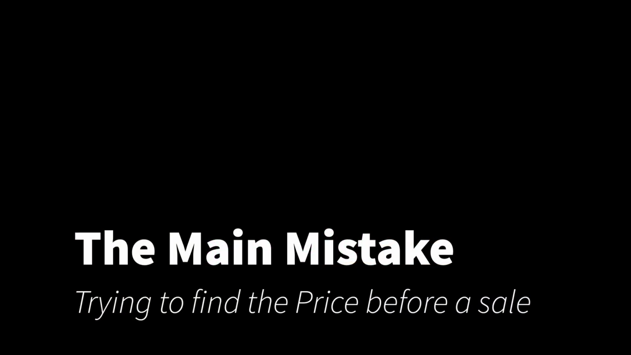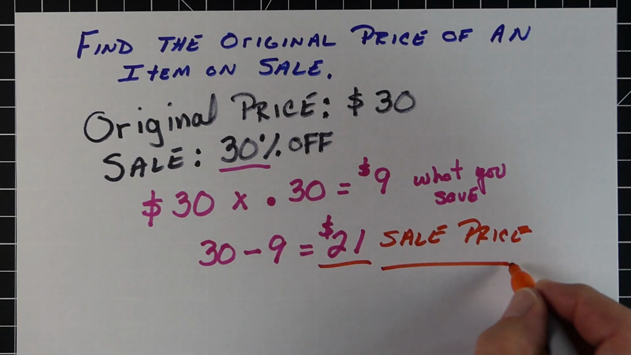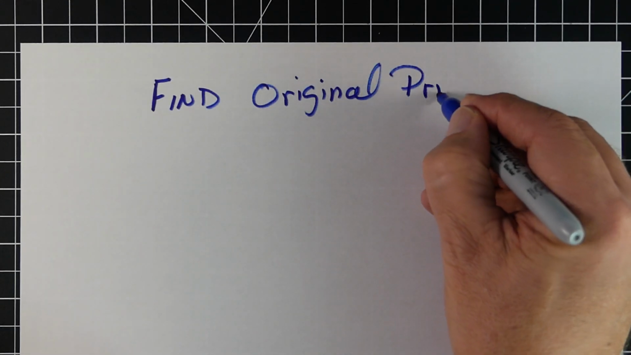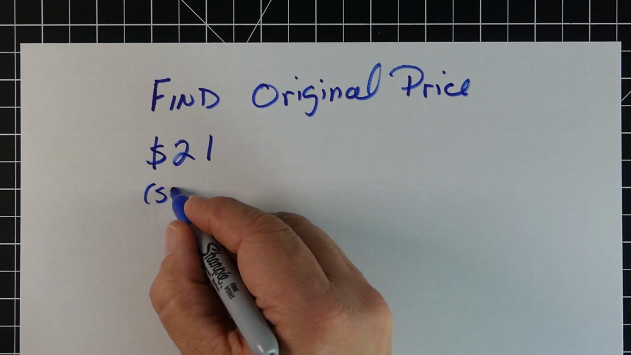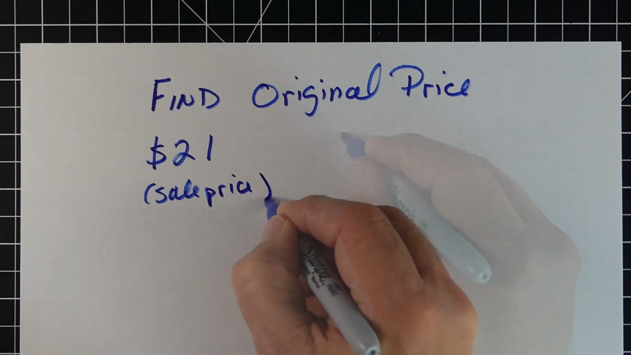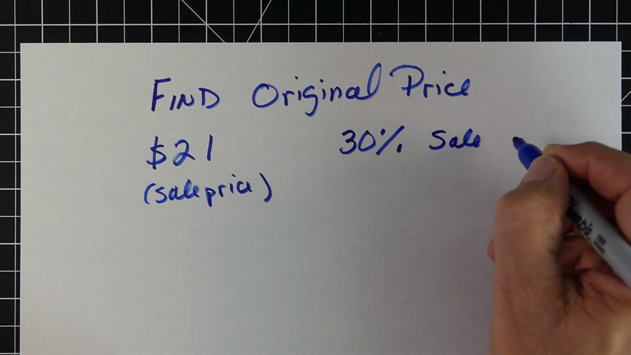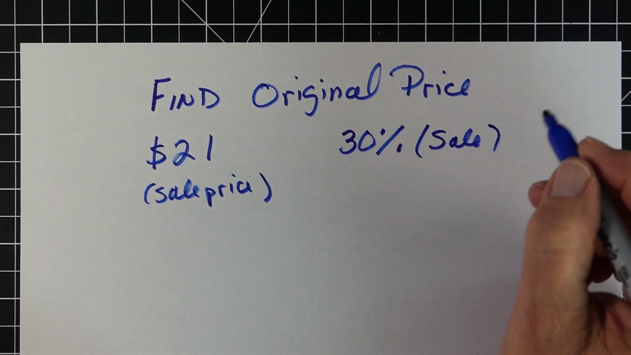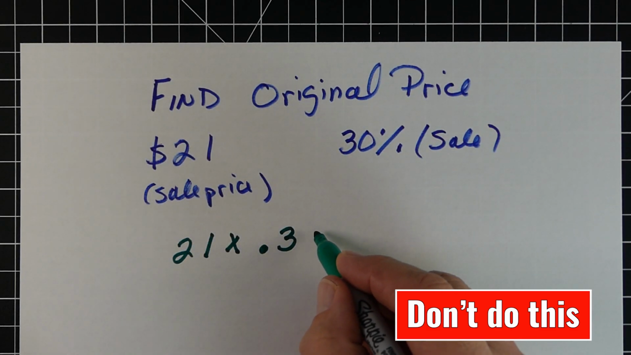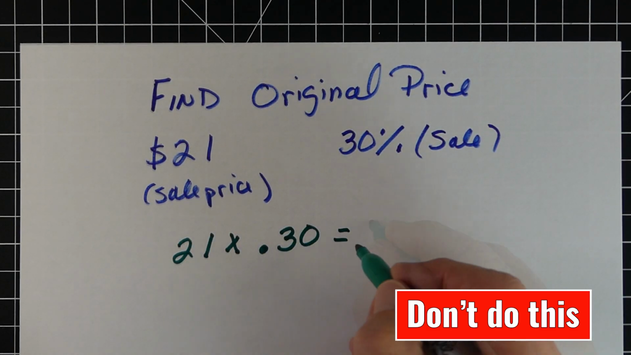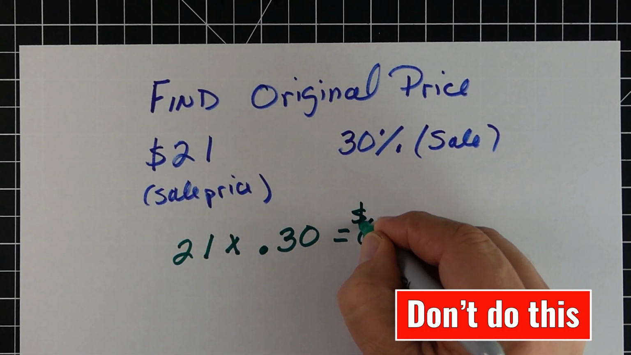Now, let's look at the number one mistake that most people make when they're trying to find the original amount. So we know it's $21 on sale. We know it was 30% off. So this is the biggest mistake that I'll see students make. So again, we know it's $21. We know it's 30% off. So what students will do, or people in general, they'll take the $21, the sale price, and they'll try to find 30% of it. So they'll multiply it by 0.30, and they'll get $6.30.